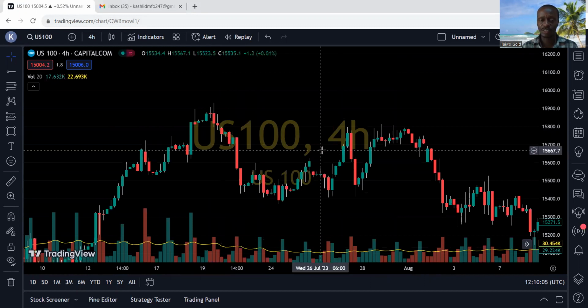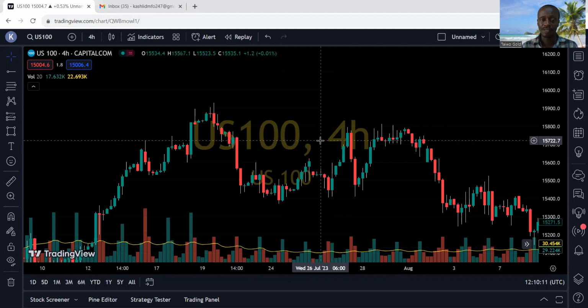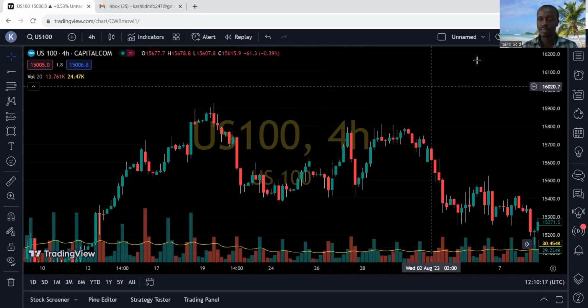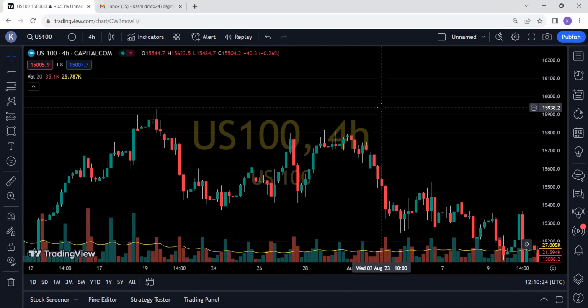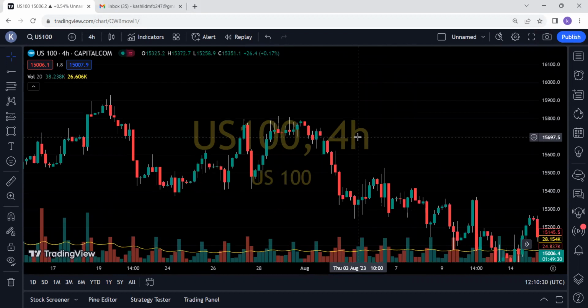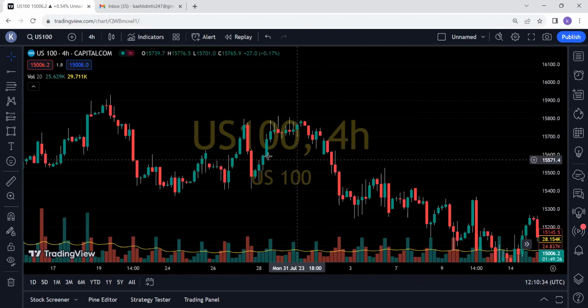So we have two types of order block: the bullish order block and the bearish order block. A bullish order block is a red candle, while a bearish order block is a green candle. Like I said, a bullish order block is a red candle, while a bearish order block is a green candle. It's pretty simple.